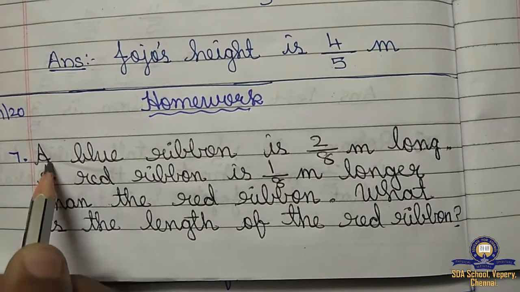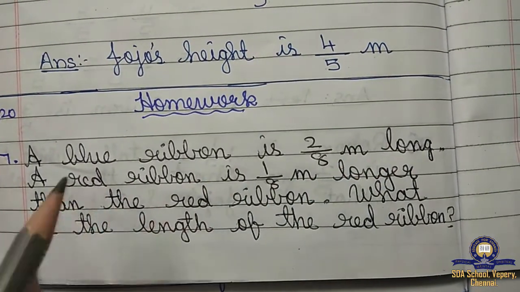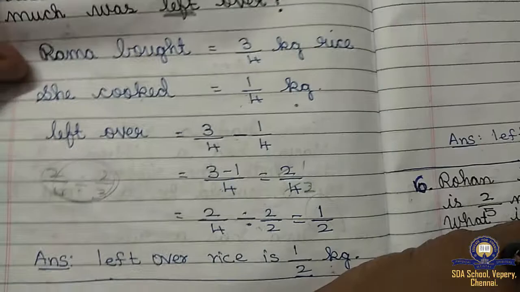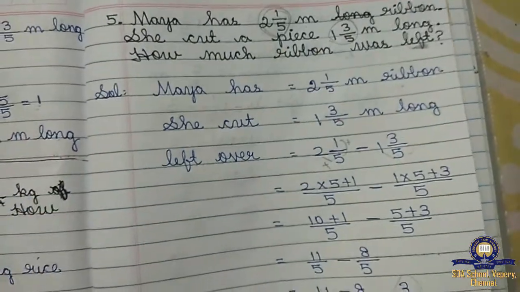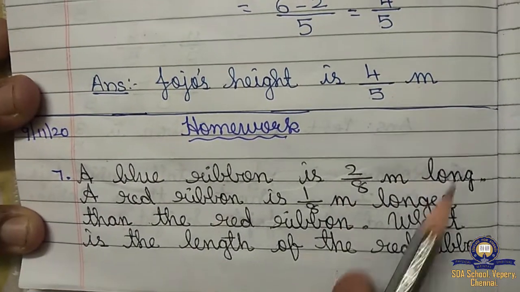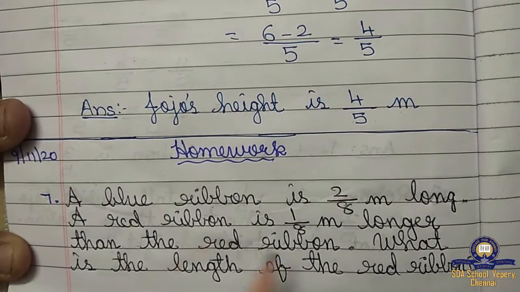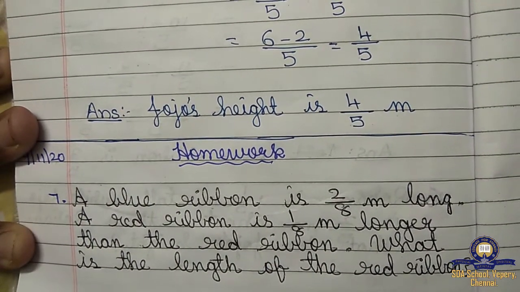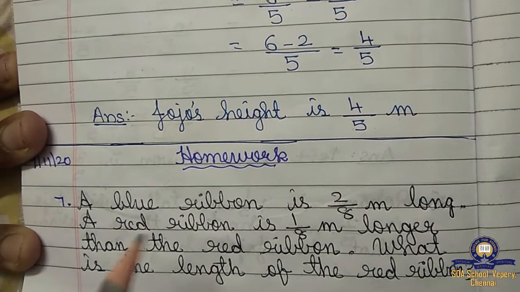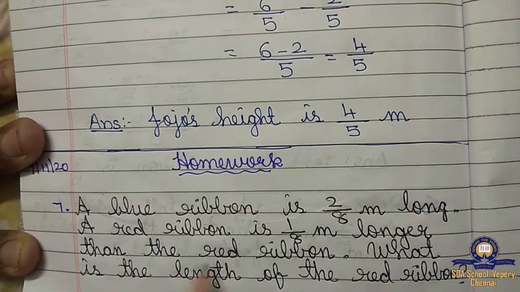Okay, children? A blue ribbon is 2 by 8 meter long. It is like the ribbon sum in the third sum, I think. The fifth sum we did, isn't it? Like this only, the ribbon sum is coming. A blue ribbon is 2 by 8 meter long. A red ribbon is 1 by 8 meter longer than the blue ribbon. We saw the shorter one, how much she cut. This one we are going to see, longer than the ribbon.